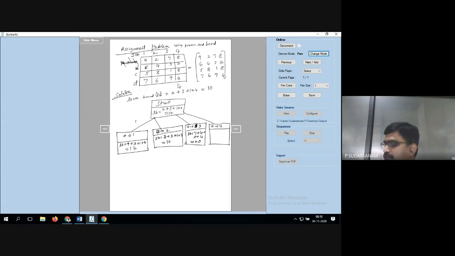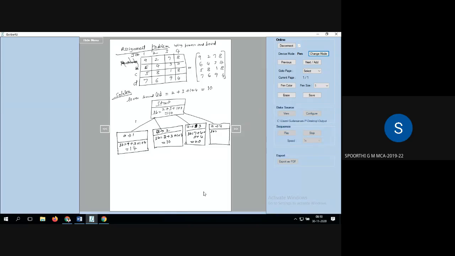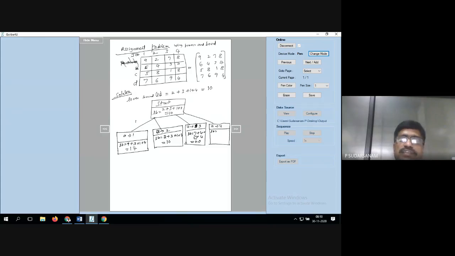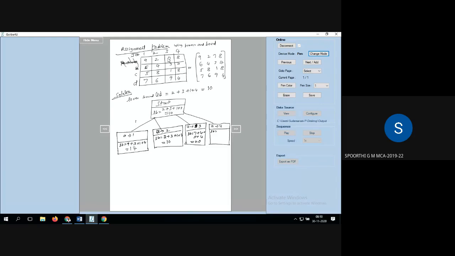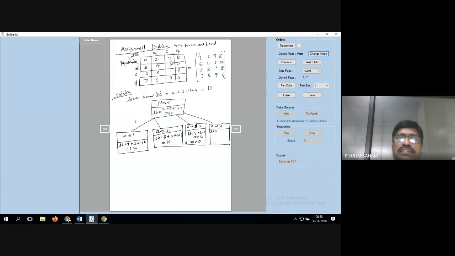So the lower bound is... Are you getting what I am saying? Yes, sir. Once you take 7, that column and that row cannot be taken. The remaining second row minimum value is 4. The third row minimum value is 5. The fourth row minimum value is 4. Now tell me the last one.